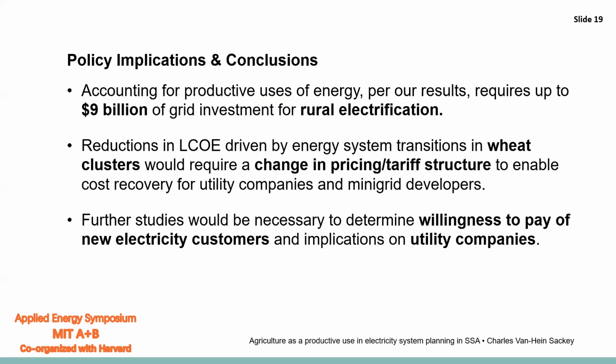So to conclude, our research shows that, contrary to the extant literature on electricity system planning in sub-Saharan Africa, rural electrification does require a non-trivial investment in grid extension and densification, specifically up to $9 billion in Ethiopia. Secondly, reductions in LCOE driven by energy system transitions in wheat clusters would require a change in pricing or the tariff structure to enable cost recovery for utility companies and mini-grid developers. And finally, further studies would be necessary to determine the willingness to pay of these new electricity customers from the agriculture sector and its implications on utility companies.